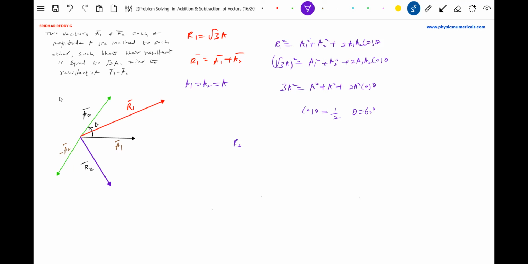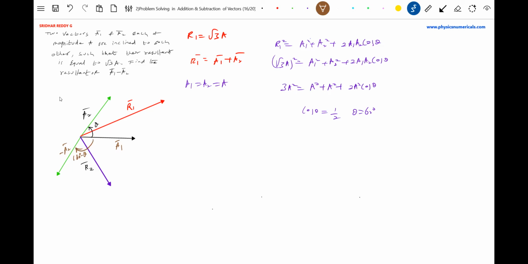R2 bar. What is the angle between? What is this angle? 180 minus theta. Angle between A1 bar and A2 bar, I'm asking you, what is this? If this is theta, this angle should be 180 degree minus theta.